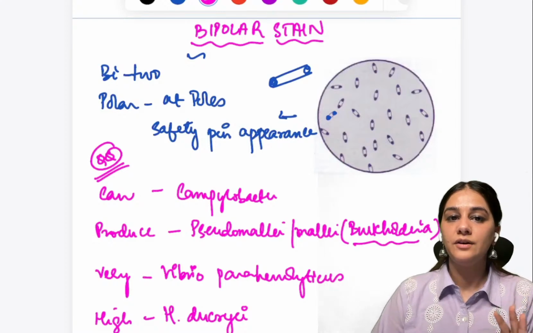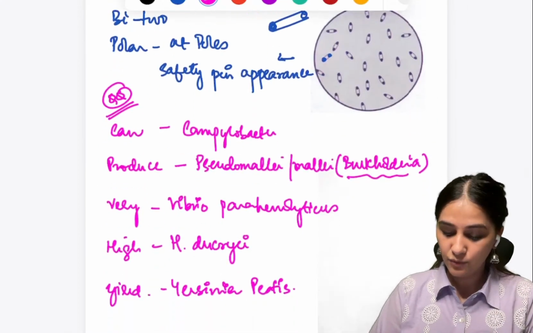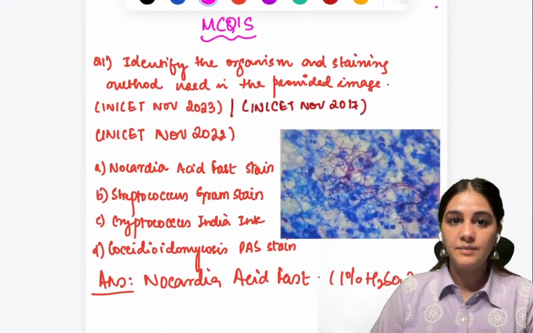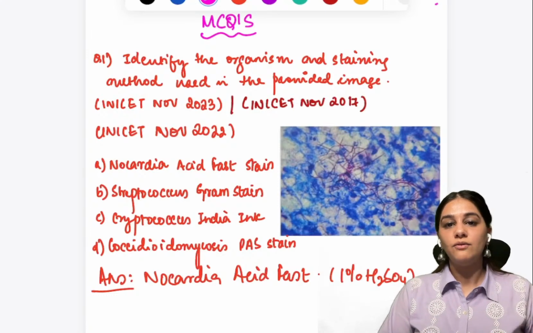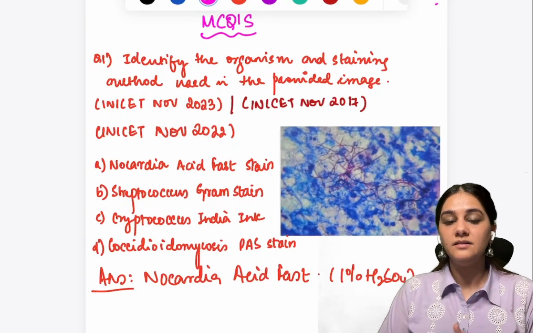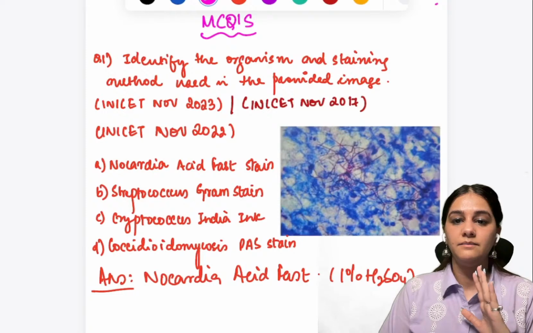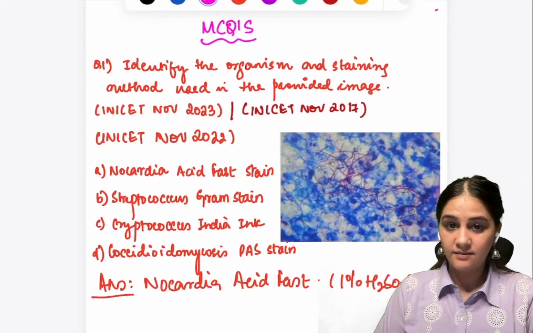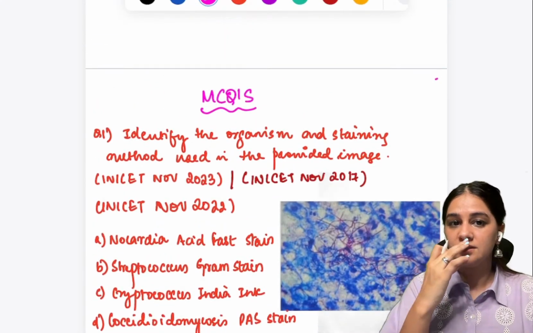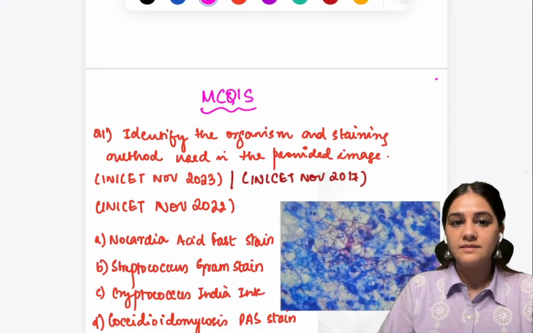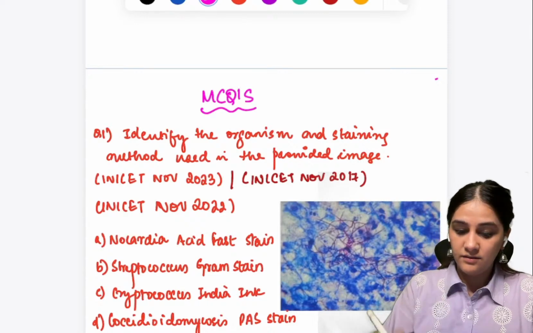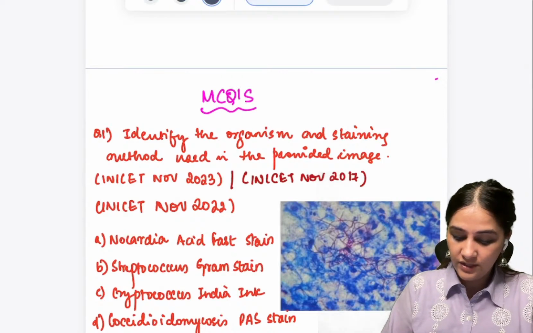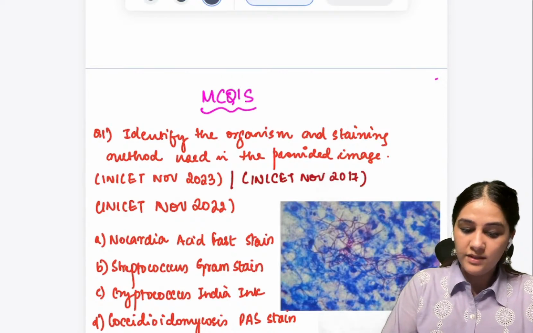So this kind of completes my whole topic, and I'm now going to talk about certain previous year MCQs that have come from this particular topic, right? Especially related to Nocardia, there are so many questions that have come. Identify the organism and staining method used in the provided image. This particular question has come in 3 INICETs, over 3 years. So which ones are these?